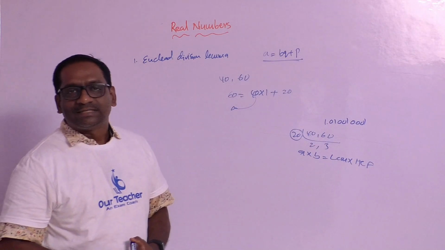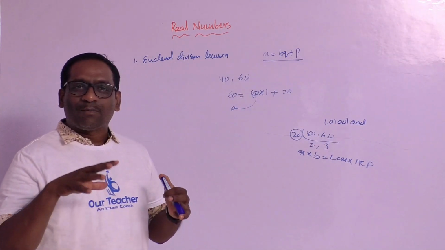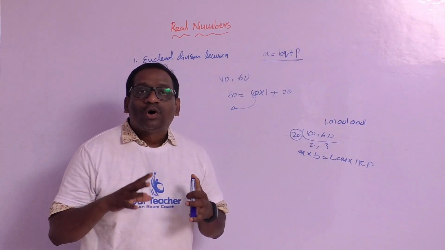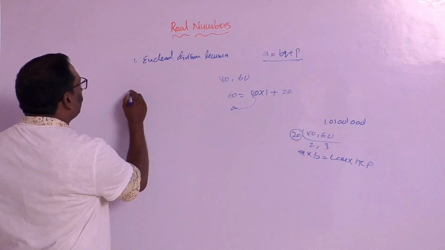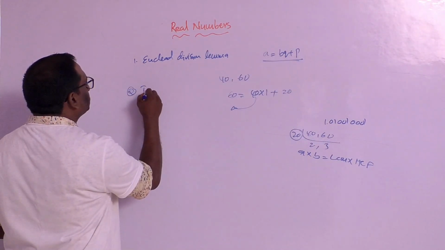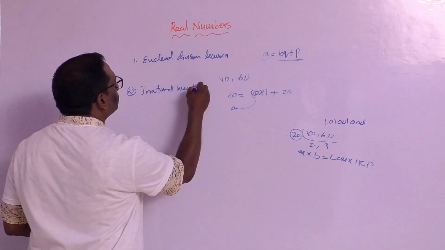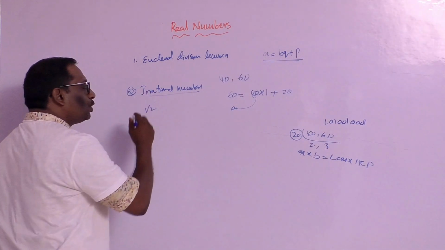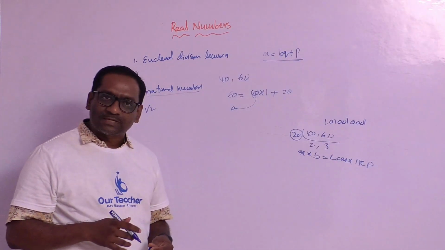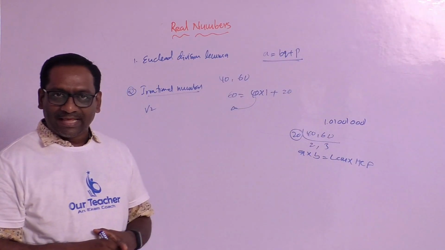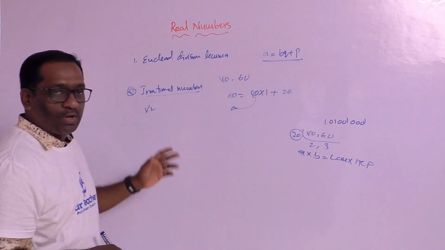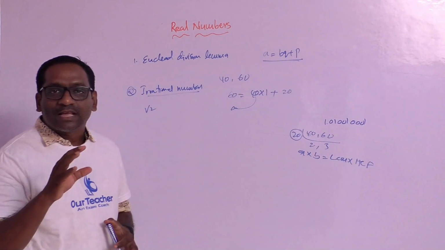Now coming to the second one, about irrational numbers. How to prove irrational numbers? The second one is proving irrational numbers. What are irrational numbers? Take root 2. A number which we are unable to express in the form of p by q is called an irrational number. So we have to prove root 2 is an irrational number.